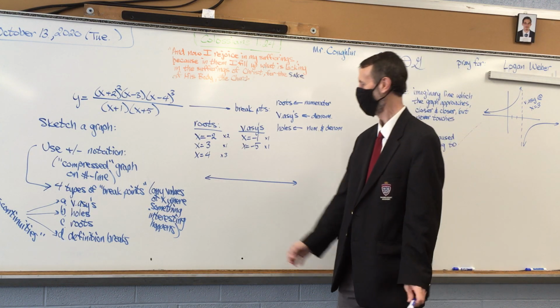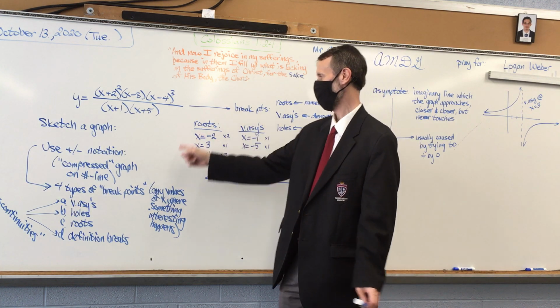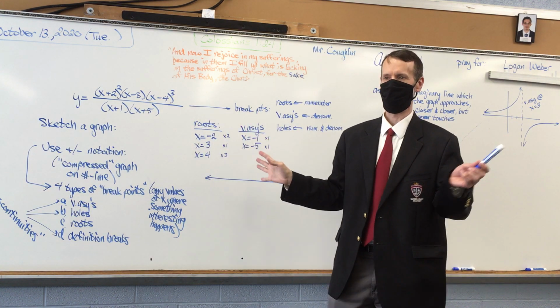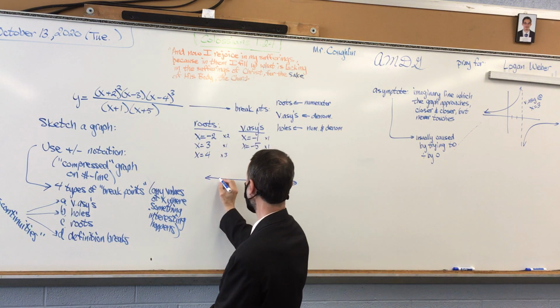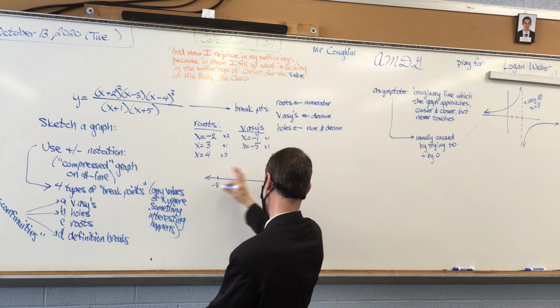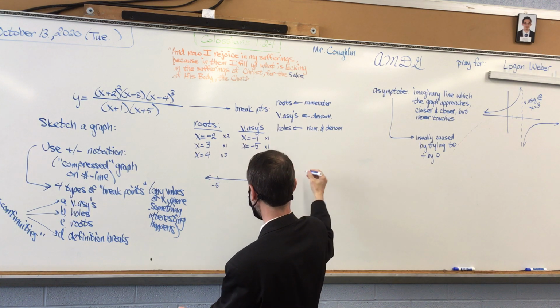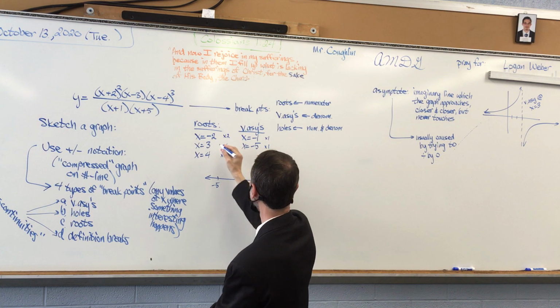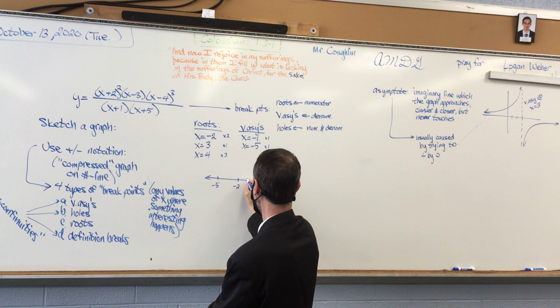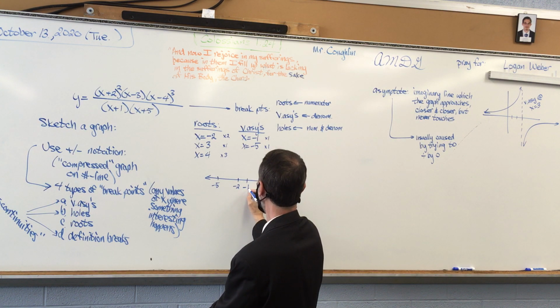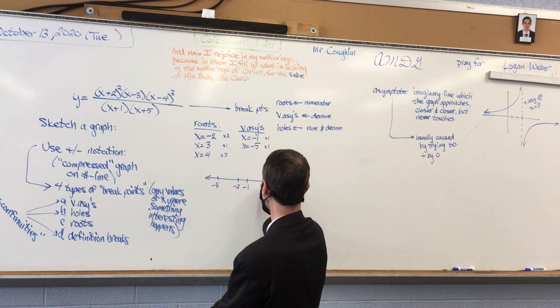What is the smallest, furthest to the left breakpoint? Which do I start with? -5. So I'll mark this as -5. You don't have to be artistically perfect as far as spacing these. The next one is -2, I think. And then there's one at -1. There's one at 3. And then one at 5.